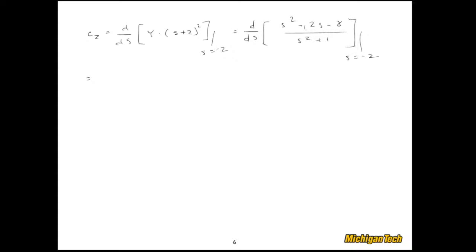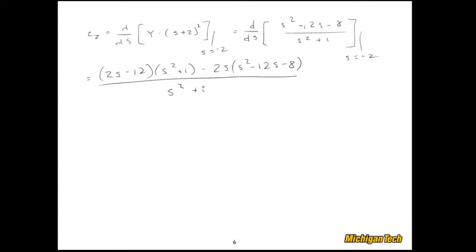And we'll have to let s equal negative 2 eventually. Okay, so we have to do d/ds of that. We could use the quotient rule. So the derivative of the top is 2s minus 12 times the bottom, s squared plus 1, minus derivative of the bottom, which is 2s, times the top, boom, divided by (s squared plus 1) quantity squared, let s equal negative 2. Okay, we're getting there. So let's go ahead and put in s equal negative 2. So here we'll get negative 4 minus 12.